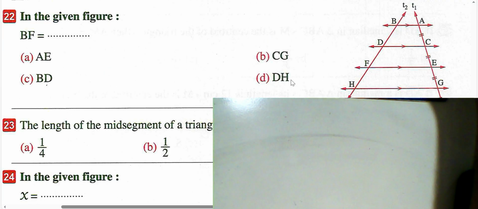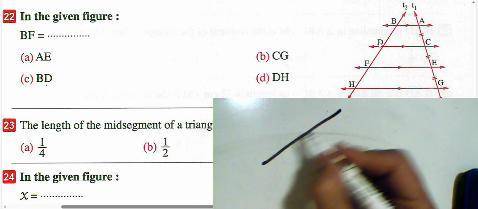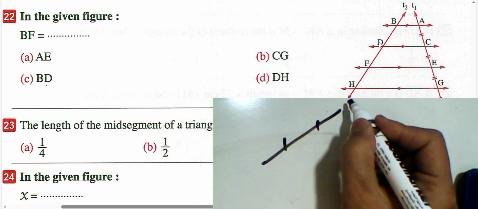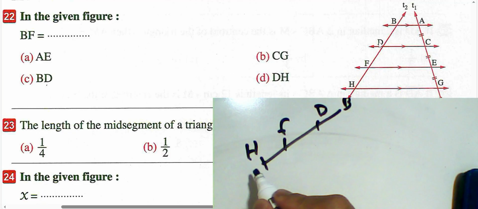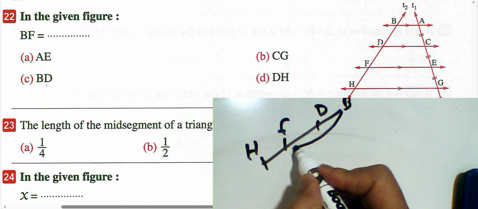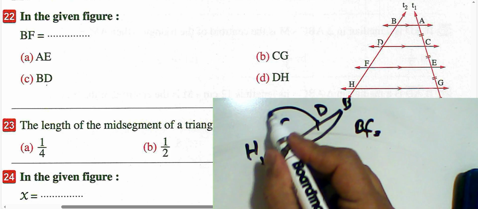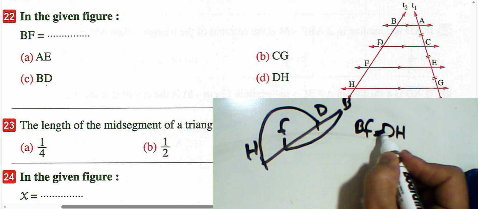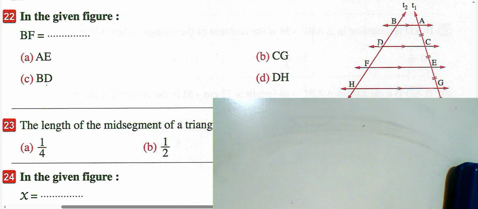Next question, he wants to find the length of BF. Look at here, where is BF here? BF is equivalent to what? Look at here, we have 3 parts, B, D, F, H. Then from B to F is equal to from D to H. The answer will be the H, letter D. Okay.